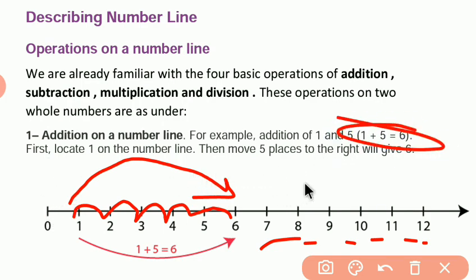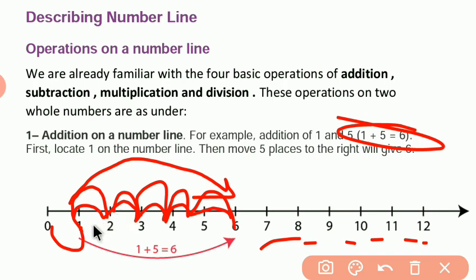0 to 1. Then after this, how many numbers do we have to add? 5. It means we have to add 5 to 1. So how many times do we have to move to the right side? 5 times. 1, 2, 3, 4, 5, then 6.